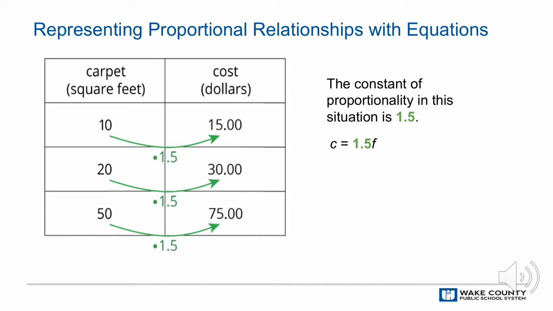Remember that the cost of carpeting is always the number of square feet of carpeting times $1.50 per square foot. This equation is just stating that relationship with symbols. The equation for any proportional relationship looks like y = kx, where x and y represent related quantities and k is the constant of proportionality.